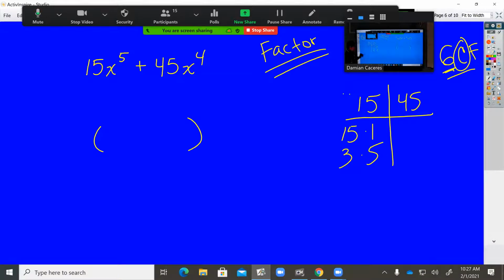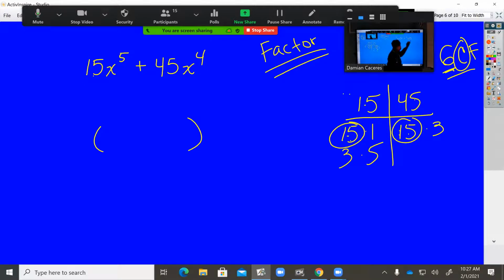Now, G means greatest, which means biggest. What's the biggest number here? 15 is the biggest number. Can 15 go into 45? Yes, it does. 15 times 3. So what is the greatest common factor between these two? 15. You with me? So now, whatever number is the greatest common factor, write it right below this number.